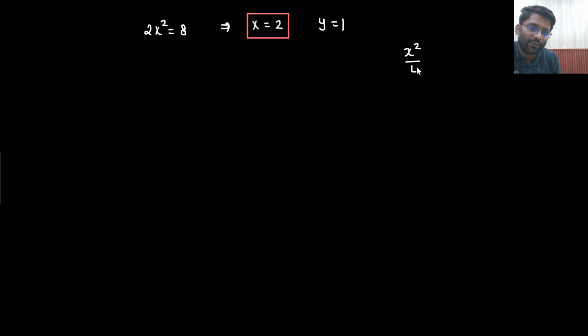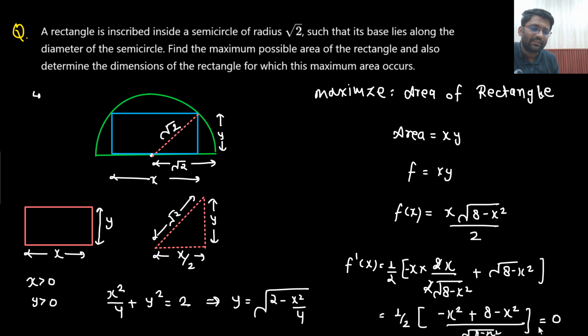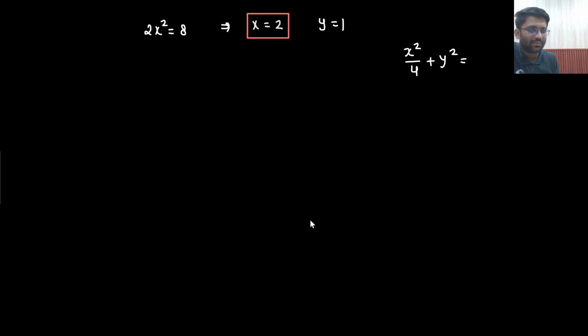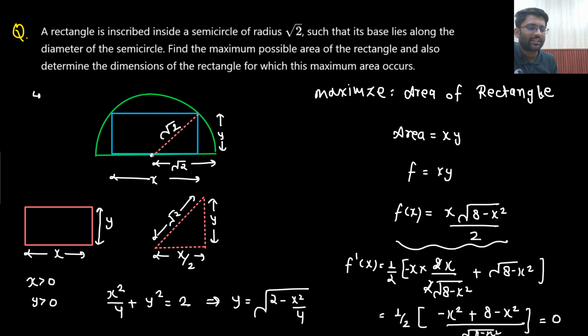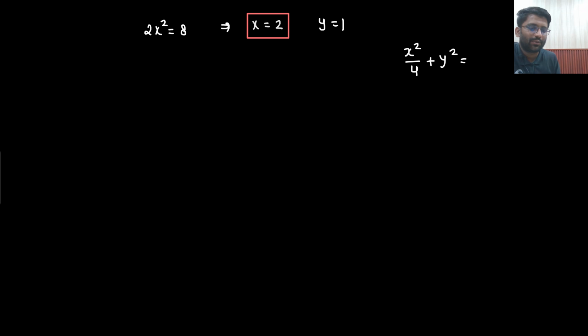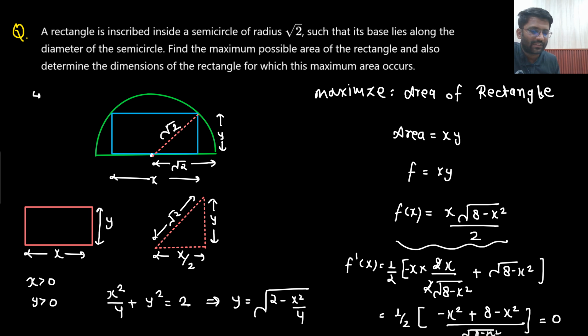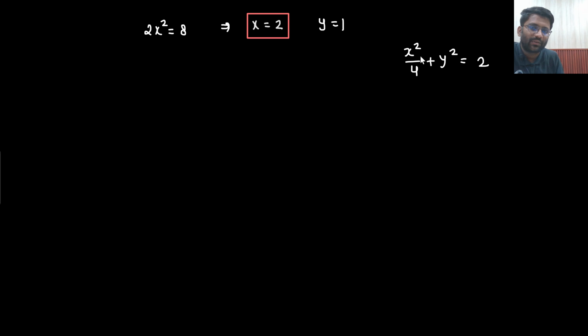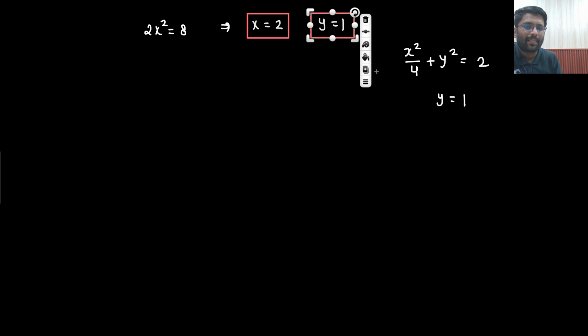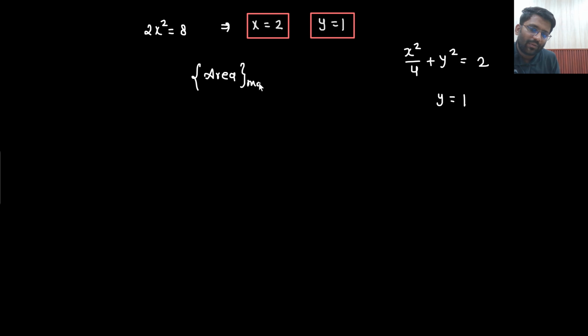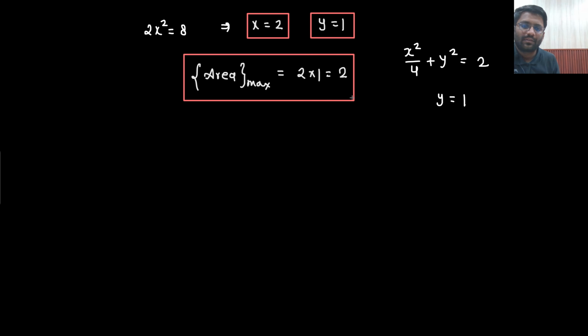Basically this is the relation: x square by 4 plus y square equals 2. I differentiated this function and put that equal to 0. What is the point of maxima you are getting? Someone would say, sir, you are getting plus minus 2 here. But only x greater than 0 and y greater than 0 will be accepted. So x equals 2 only. If I put x equals 2 here, y equals 1 I will get, not plus minus 1. And what will be the maximum area? That will be nothing but 2 into 1, which equals 2. This is the answer.